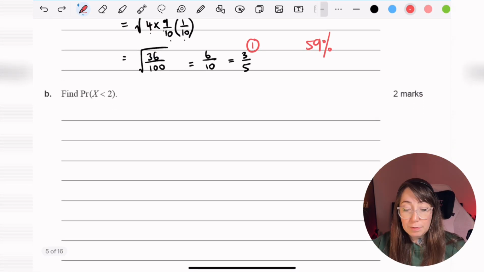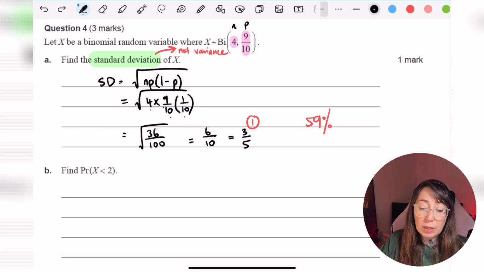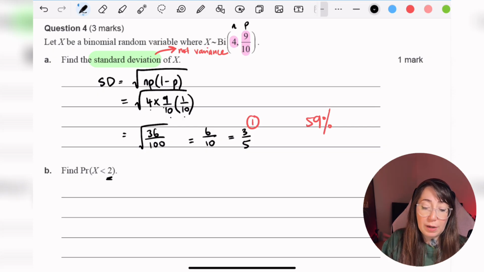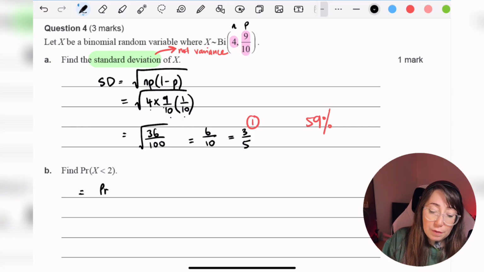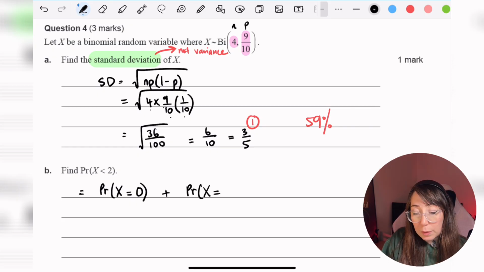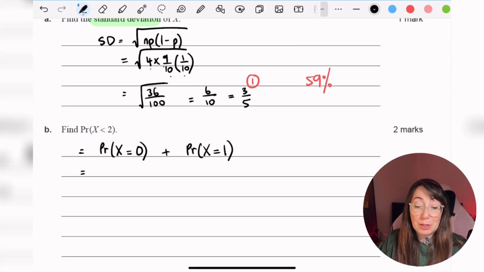Okay, so part B, find the probability that x is less than 2. So what we're trying to say here is that we want to have either 0 or 1 successes. So we want to make sure that we have less than 2 successes. So the first thing that I would do is write that information out. So what's the probability that we either get 0 successes or we get 1 success? Now, of course, if we had a CAS calculator, this would be so wonderful to complete, but unfortunately we do need to do this all by hand now.